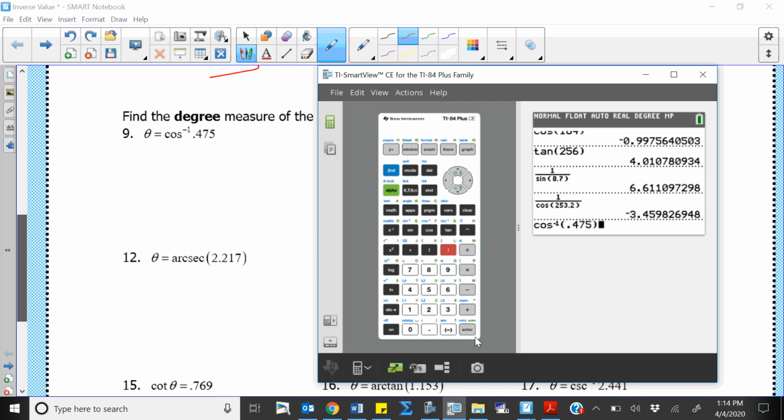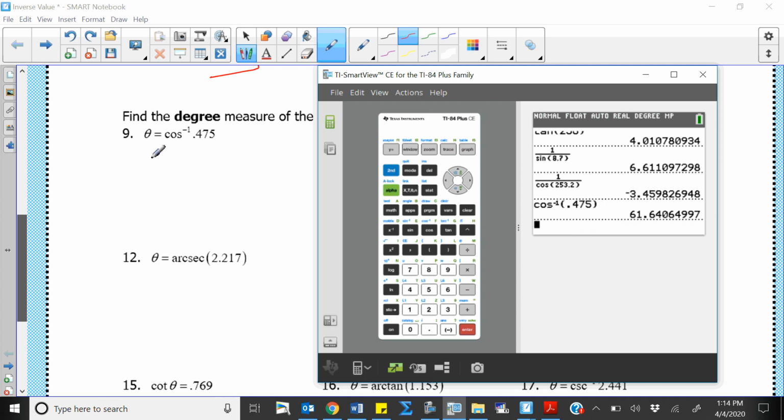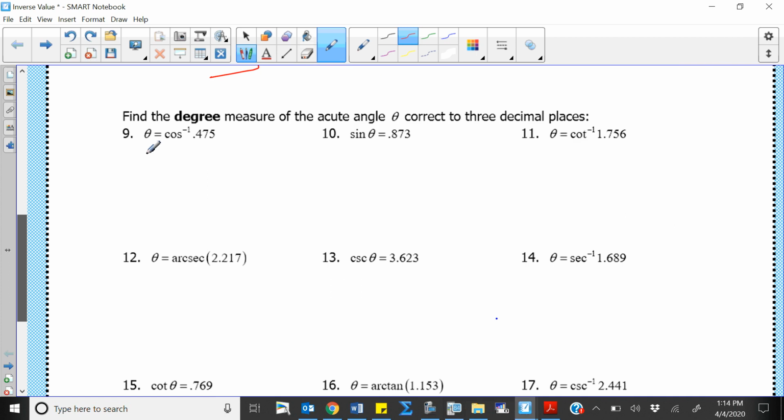Cosine -1 of 0.475, and that will be equal to 61.64064.